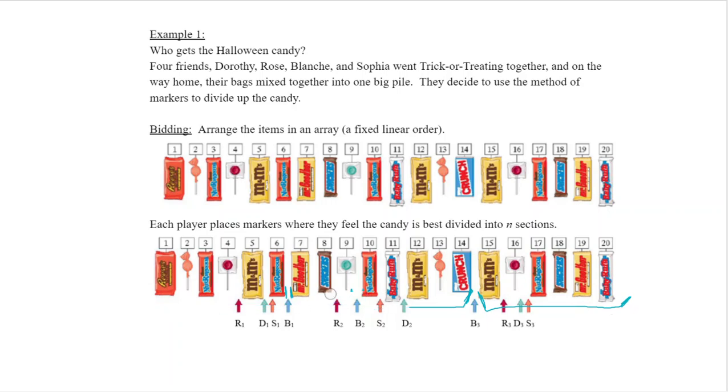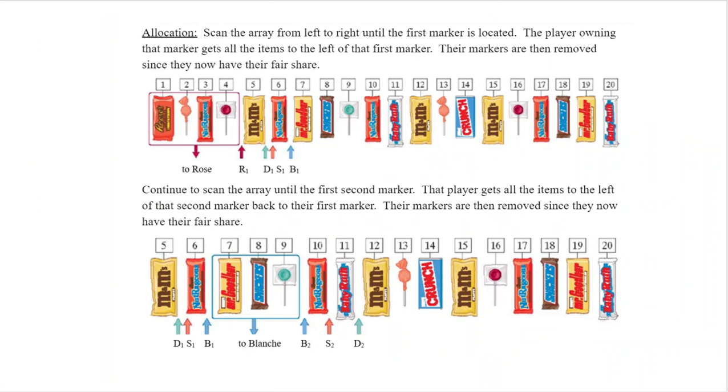All right, so once each of the players has put down their markers and we know where each person would divide this line of candy, then we start with the allocation. We start on the left, and when we come to the first marker, we do our first allocation. Rose's marker was the first one, so Rose is going to get everything in her first section, from 1 to 4.